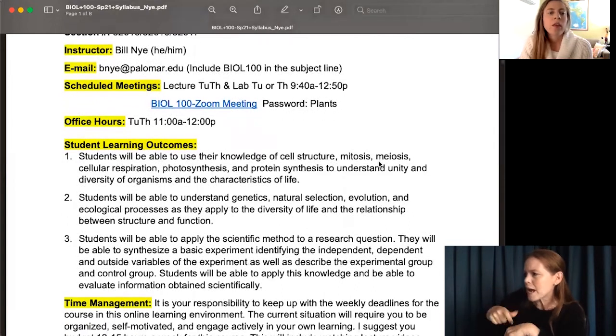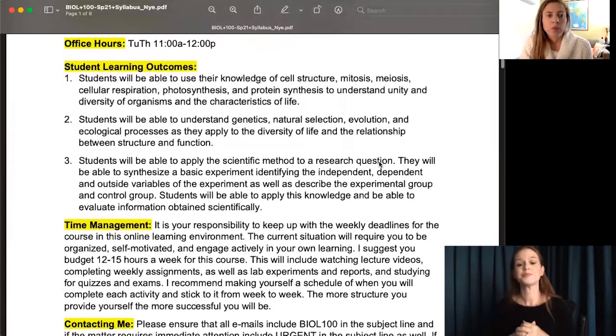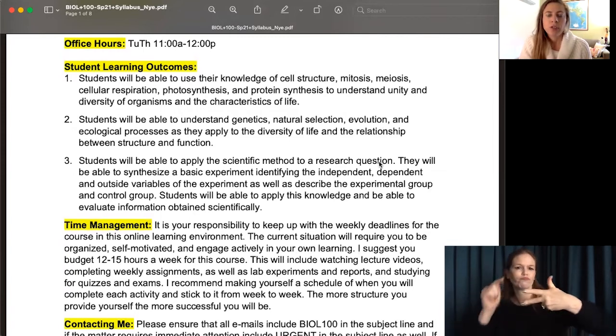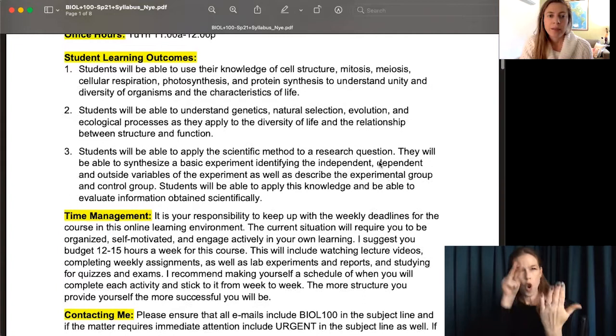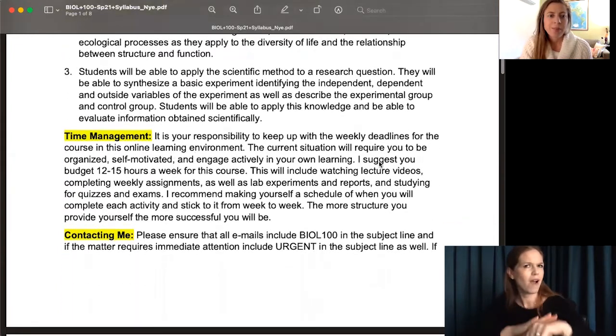Also on the syllabus, you will find what are called the student learning outcomes. These are the main objectives that you can expect to learn in the course. So I would definitely keep an eye on those. That's important to know, just what the class is going to be covering, so you know what to expect.